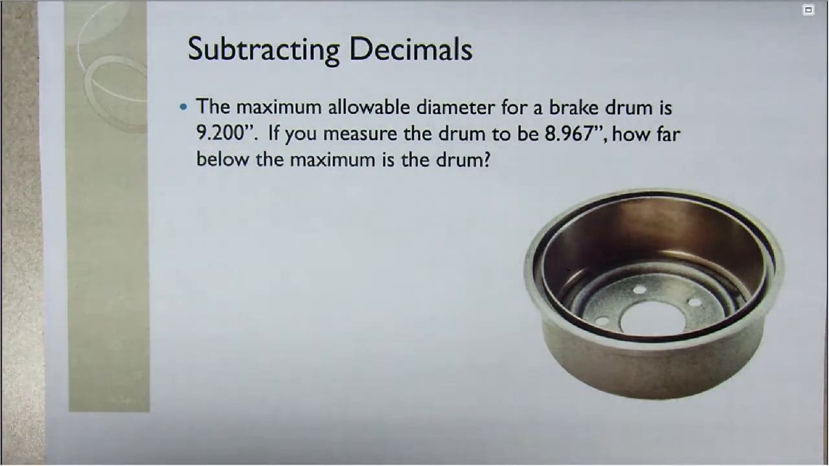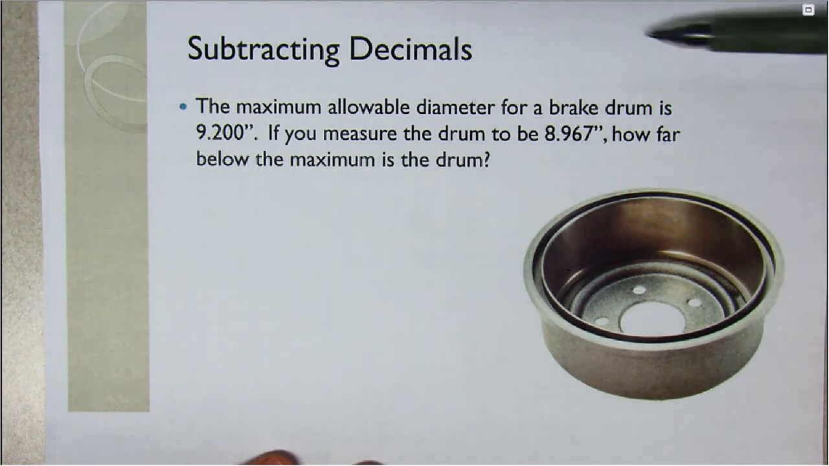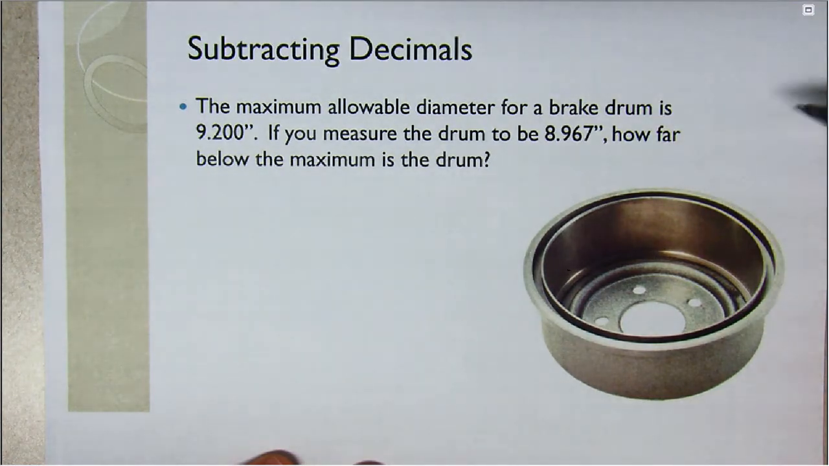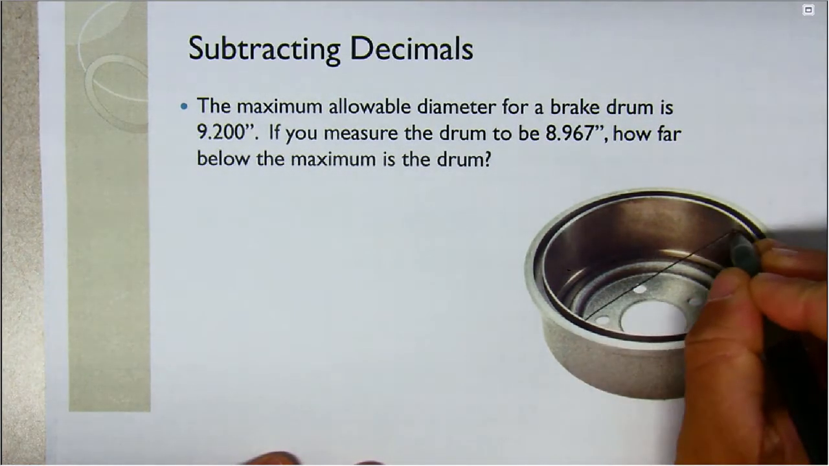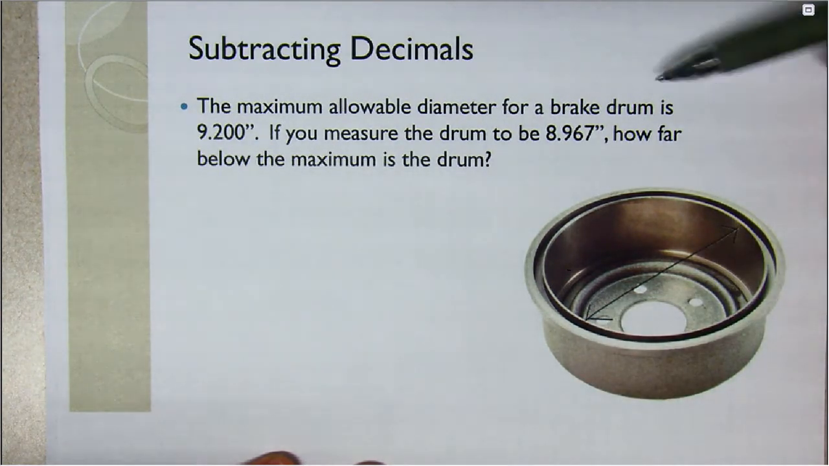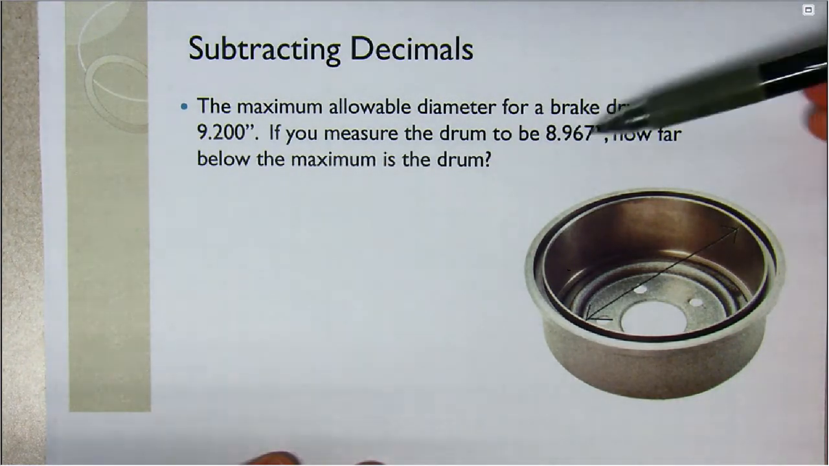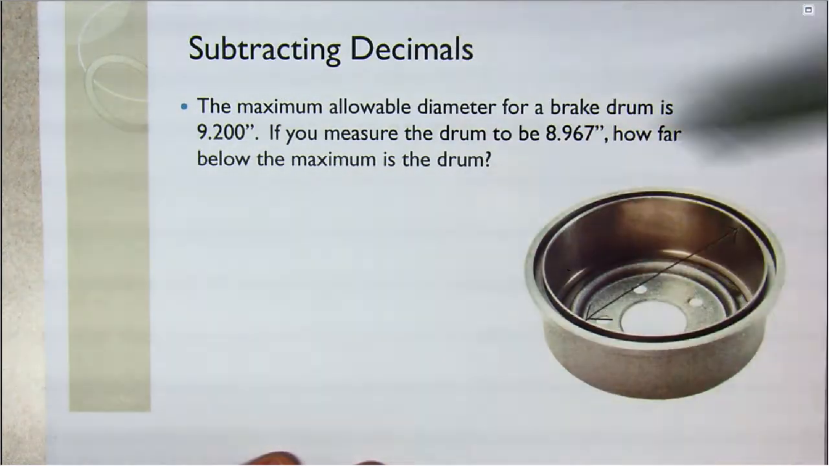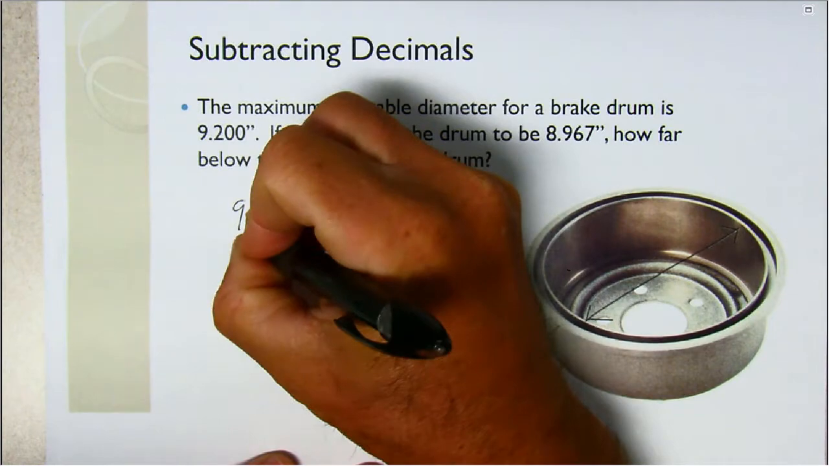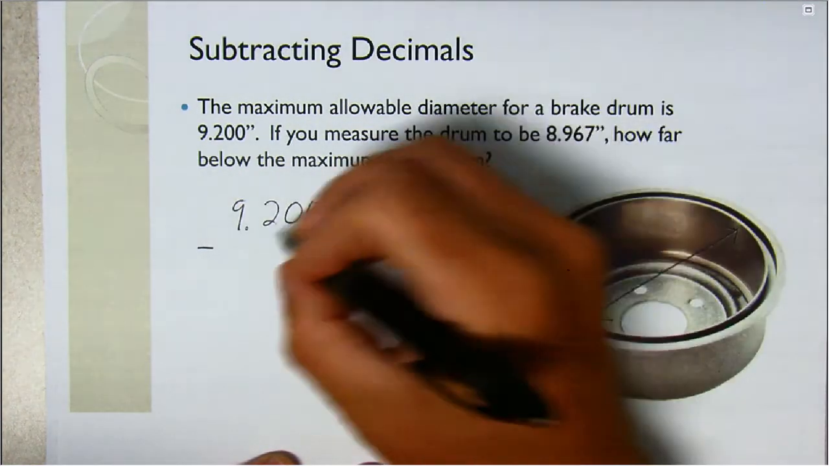Well, subtracting is very similar. You do this when you check tolerances. Oftentimes you find out how far away from a nominal value you are. So the maximum allowable diameter of this brake drum, that is to say the biggest we can machine it, is 9.200 inches. We measured the drum to be 8.967, so the question is how far below the maximum are we? We're clearly less than the maximum diameter, so the drum is good, but let's find out how far below that we are. We need to subtract 9.200 minus our measurement of 8.967.